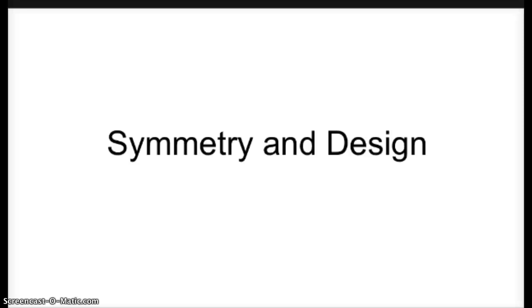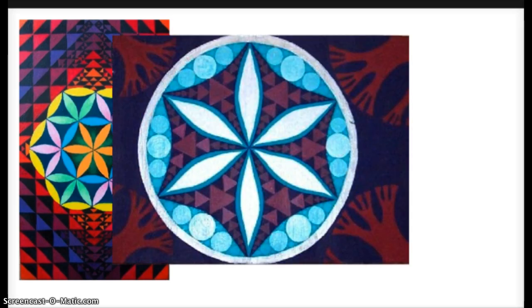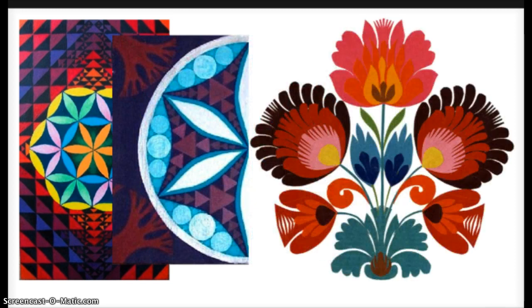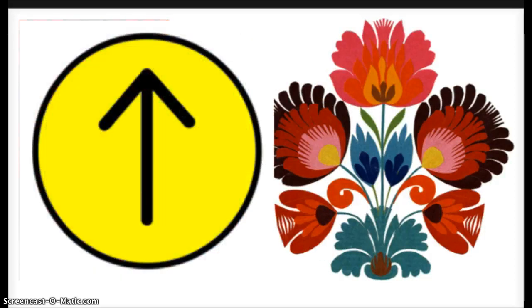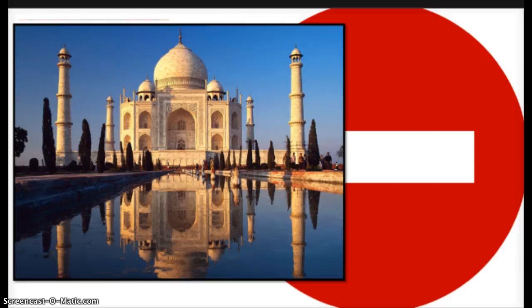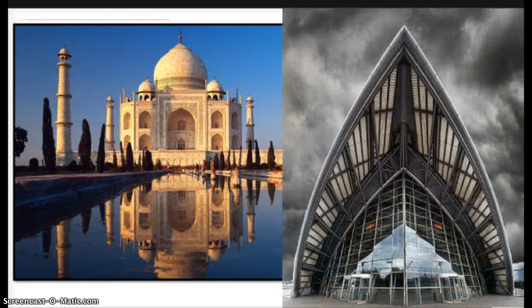Today we're going to go over symmetry and how to use that in a work of art. So symmetry is what occurs when one side of something balances out or mirrors the other. It is used in art, it can be used in street signs, and we can also see it within architecture around the world. And this creates a sense of harmonious balance.